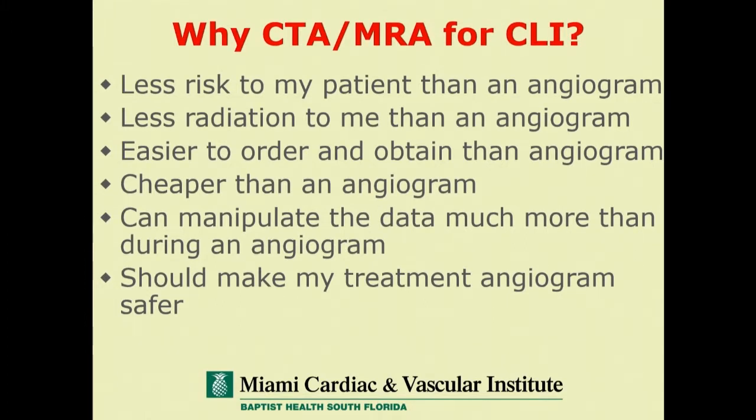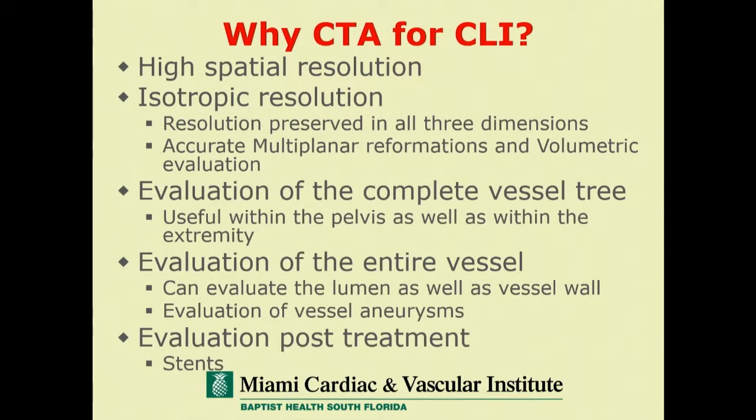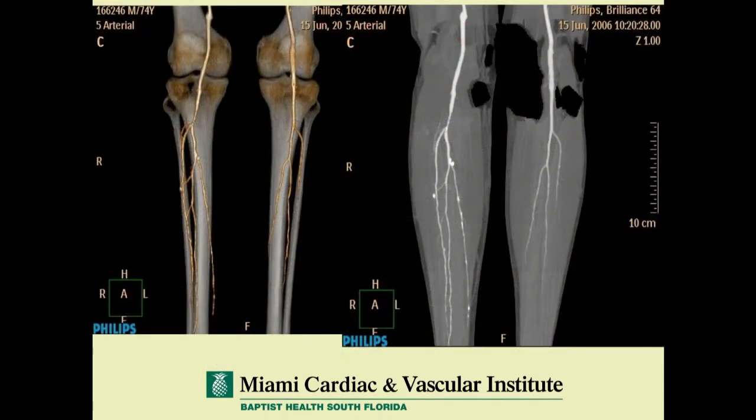If you ask me why I do it, I think it's less risky to my patients than an angiogram. There's less radiation, obviously, to me. It's easier to order and obtain a CTA and MRA to get that information. And then I can manipulate that data, because these are isotropic volume data sets. Really get an assessment of stent patency, the vessel wall, the nature of a vessel, to help determine what type of treatment and how difficult it is going to be to perform that revascularization. I think that's really an important part of performing these examinations, being able to get as much information as you can.